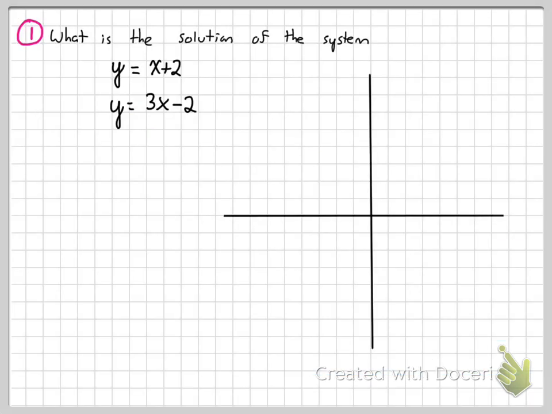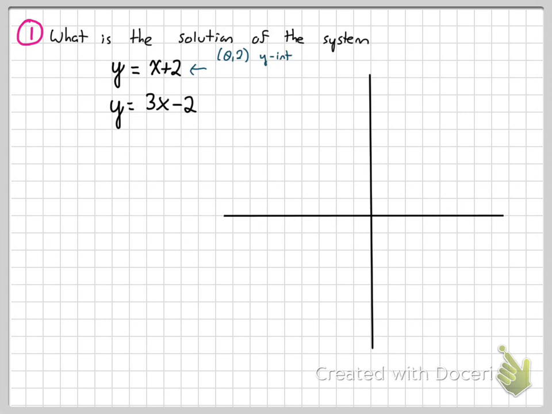So in example number 1, I want to know what is the solution of the system y equals x plus 2 and y equals 3x minus 2. Now there is an algebraic way that we could solve these, and we're going to learn about that in the next couple sections. But for now, let's graph them and find the solution. So y equals x plus 2, for graphing by hand.